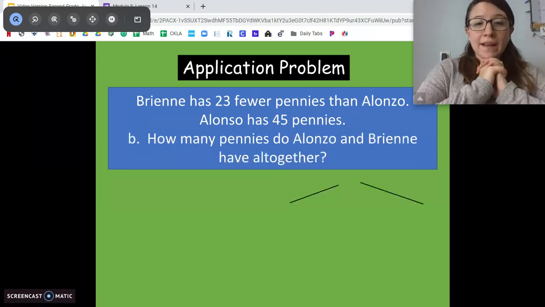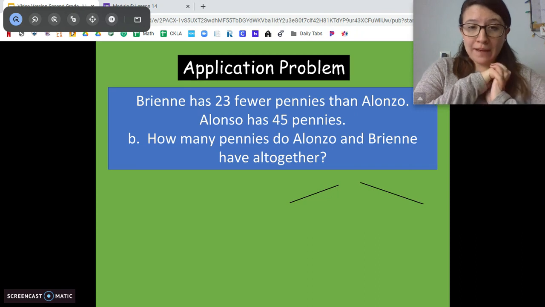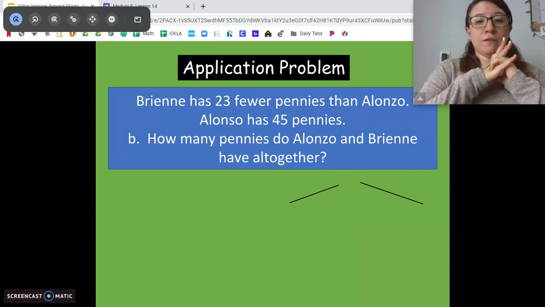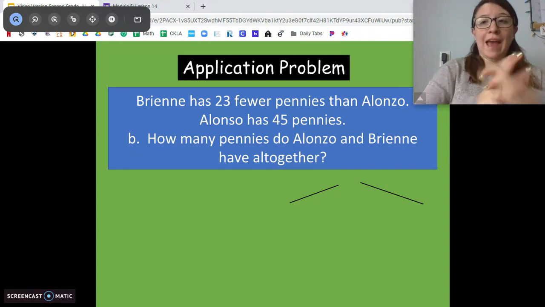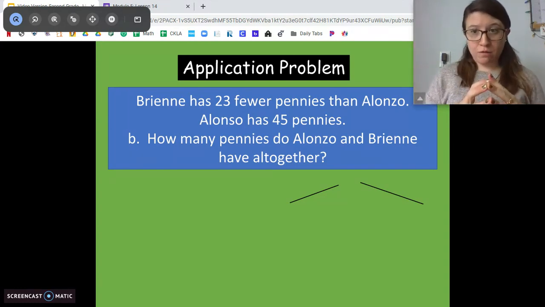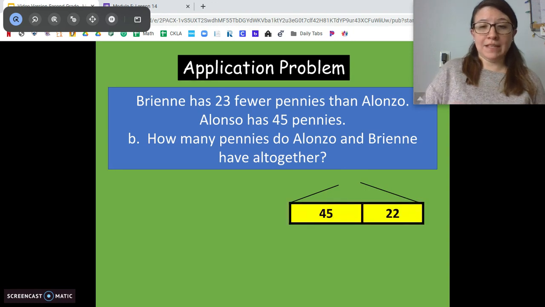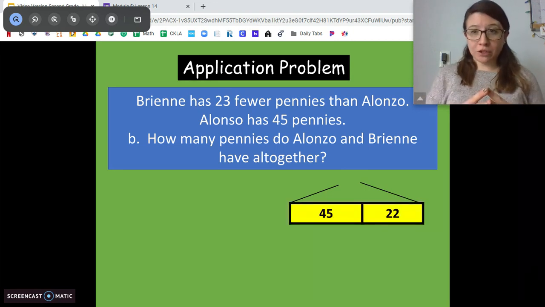So Brienne has 23 fewer pennies than Alonzo. Alonzo has 45 pennies. How many pennies do Alonzo and Brienne have together? Okay, so now we're taking the information from the last one and putting it with this one. We want to know how many pennies do Alonzo and Brienne have together. So I'm going to again draw a picture, and I have to figure out how many all together. I want you to pause and solve on your own and come back when you're ready.